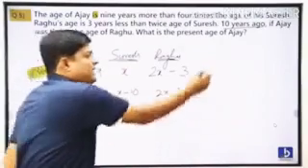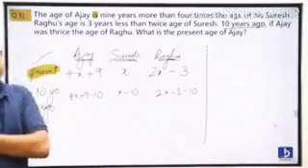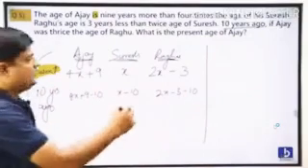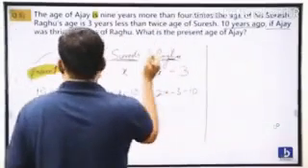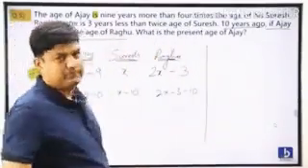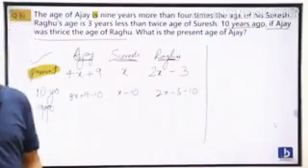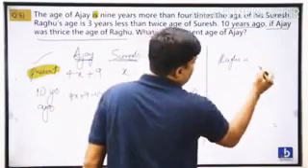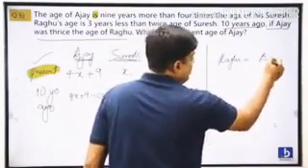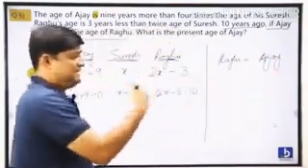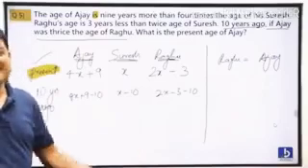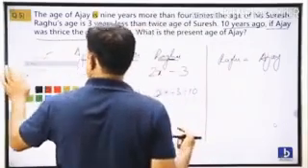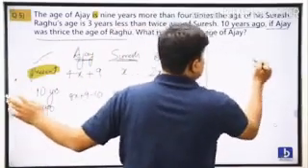Now what happened 10 years ago? You should read now. What happened 10 years ago? 10 years ago, the condition: Ajay was 3 times the age of Raghu. Means Raghu and Ajay are not equal. Do you think Ajay and Raghu are equal? No, this is not the condition. What's the condition? Ajay will be 3 times the age of Raghu.